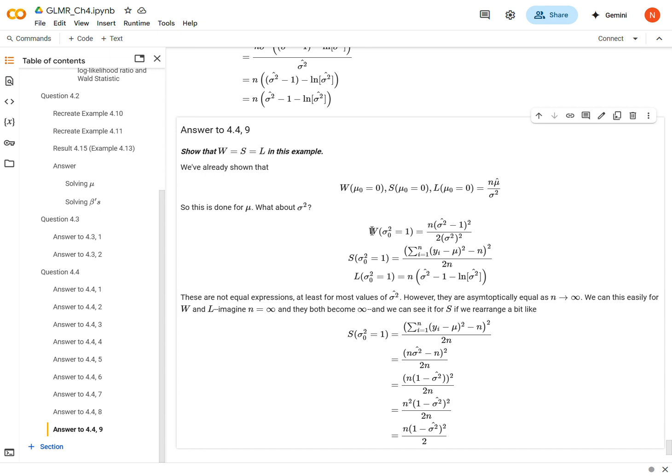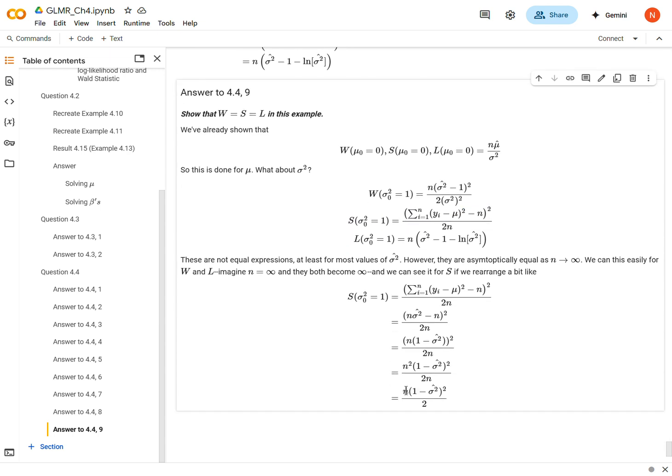You can kind of already see it here with the Wald statistic and the likelihood statistic. You have n here in the numerator and n multiplying everything, so as that gets big, these values are going to be equal. If we just rearrange this one, which I've done here, we again get n in the numerator, and as that goes to infinity, it asymptotically becomes the same as the other two. So, okay, I guess we will call that good.